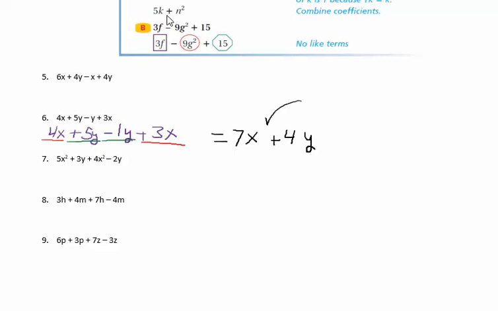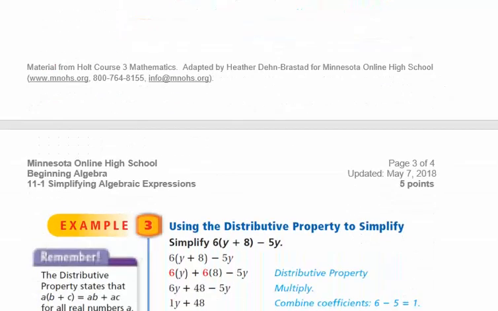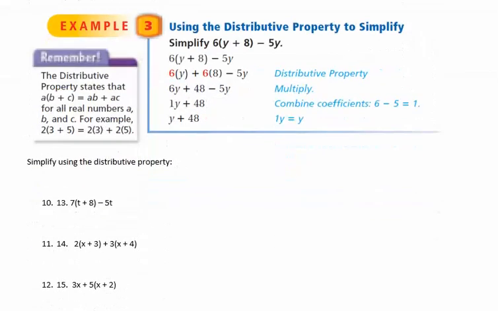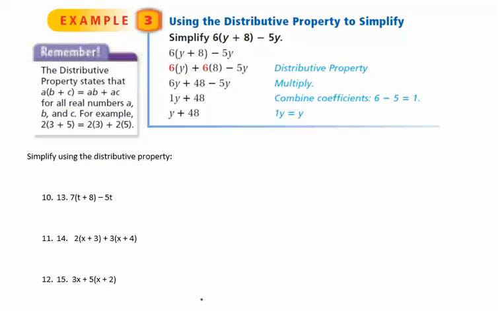Don't forget that in between your terms, there always has to be a sign. So if you wrote 7x 4y here, that would be wrong. You need the plus sign in between to show that this is two separate terms. Let's move on to the next section. This is mostly just practice. And then here's some more practice with the distributive property.